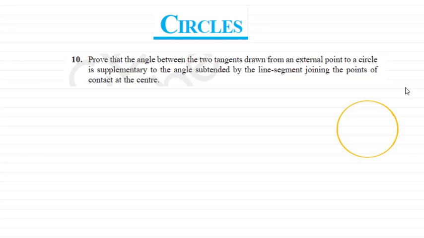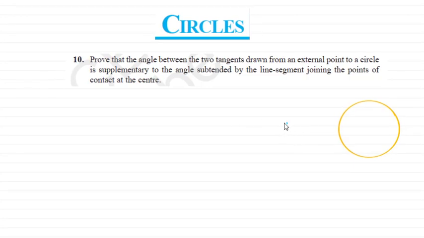So this is the question. Prove that the angle between the two tangents drawn from the external point. Suppose this is the external point P. So two tangents drawn from the external point. Okay, so this is the external point and these are the two tangents. Is supplementary to the angle subtended by the line segment joining the point of contact to the center.